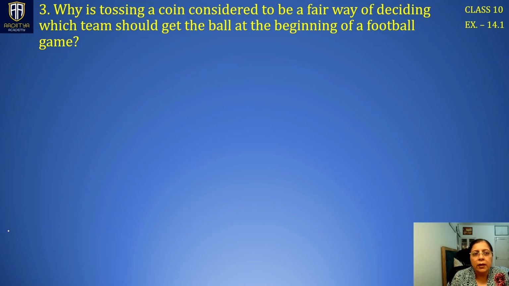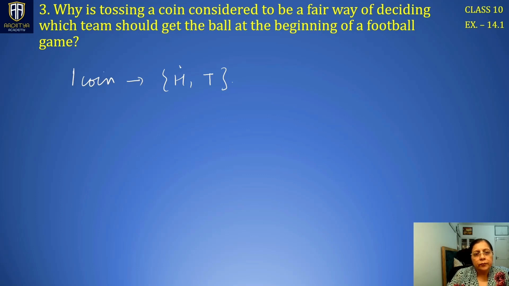Next is, why is tossing a coin considered to be a fair way of deciding which team should get the ball at the beginning of a football game? So whether it is a football game or a cricket game, we always start with tossing a coin to decide. Why is it fair? Because whenever we toss a coin, the sample space for that experiment is head or tail. We are always restricted to have either of the two choices or two results. We will either get head or a tail.